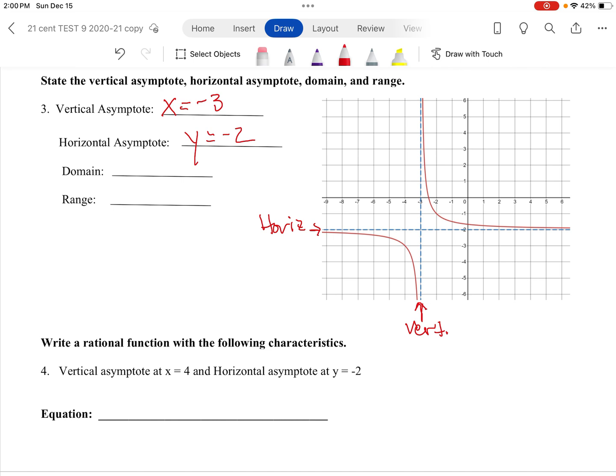So my domain, x can't be -3. And my range, y can't be -2, because I can never get to those asymptotes.